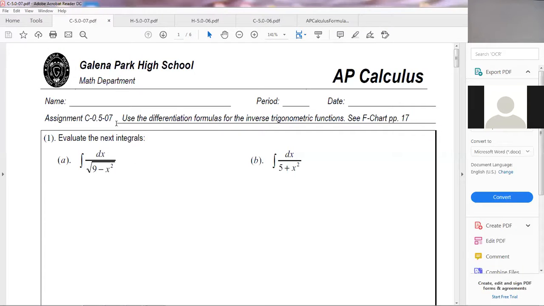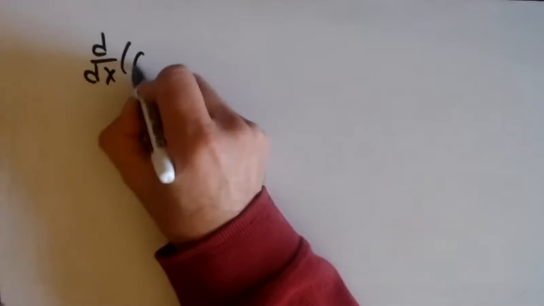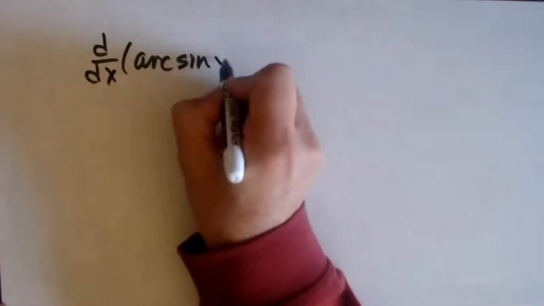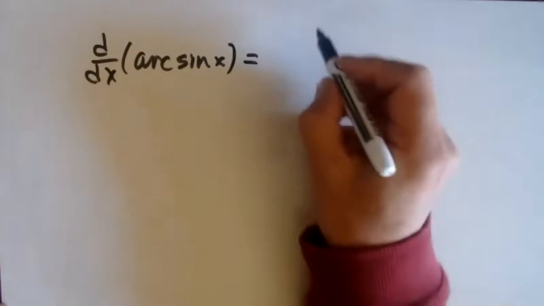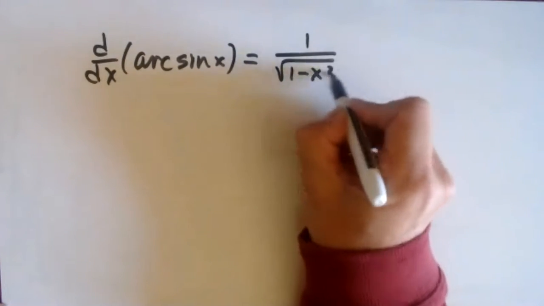Okay, let me share my screen. These are the integrals we're going to be solving today. Here, I'm going to show you how to get the formulas to solve these. So remember the definition, for instance: the derivative of the arc sine of x is 1 over the square root of 1 minus x squared.